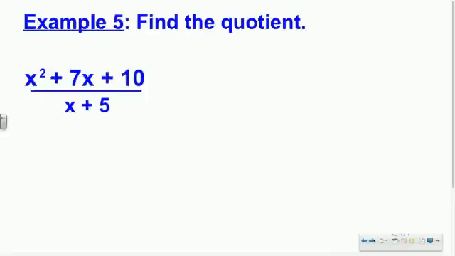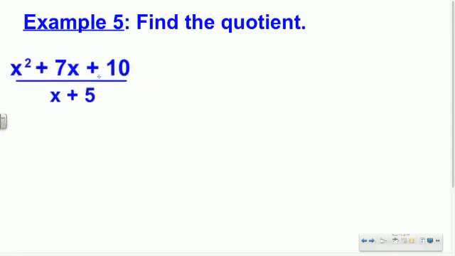Okay. So our numerator, trying to find a quotient here. We've got x squared plus 7x plus 10. And we're going to divide it by x plus 5. So if you remember what I did, start out by factoring the numerator. I'm going to scoot that out of our way a bit.